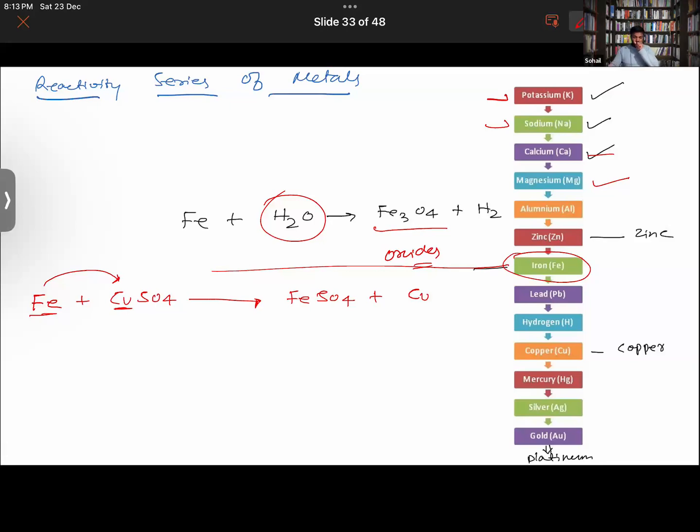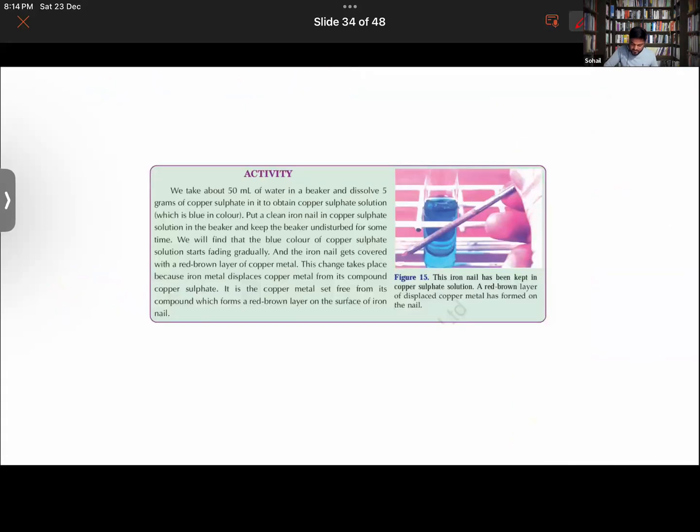Done. Okay. So that is all you need to know about the reactivity series. Basically, the different metals have been arranged in decreasing order of reactivity in a vertical fashion. ठीक है ना? Yes, sir. There is nothing too much to study in this.